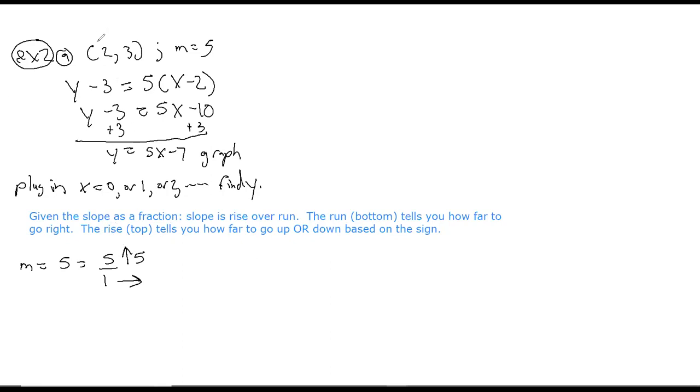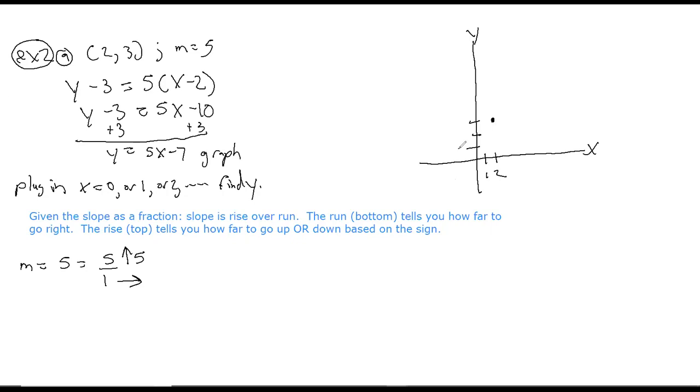So what I'm going to do is plot this 2, 3 first, and then I'm going to use the slope to find the second point. So let's go over here, and we're going to need a big section of the positives. So let's just do this. All right, so we got the point 2 comma 3, that's right 2 and up 3.